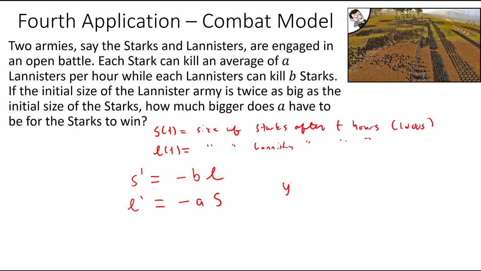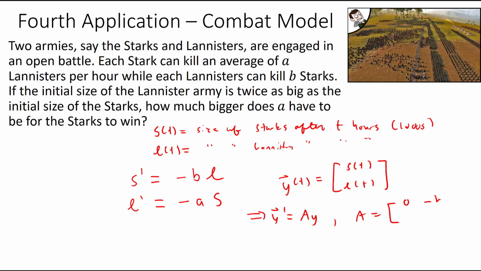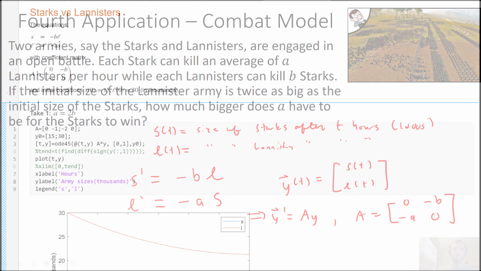If we define a solution vector, in this case, as tracking the Stark and the Lannister armies, then we can rewrite this system of equations in matrix vector form, where our coefficient matrix A would be 0, negative B, negative A, and 0. Let's see how all this gets plugged into Matlab.